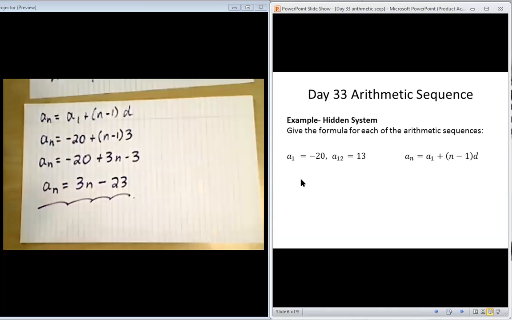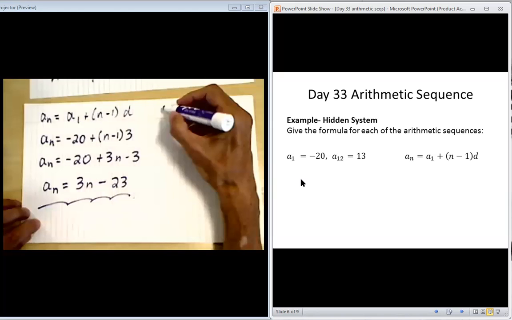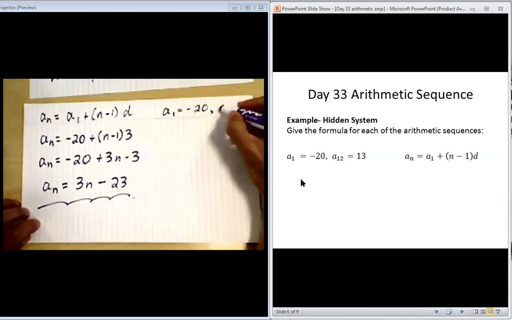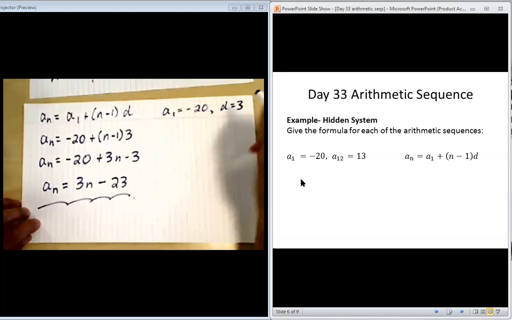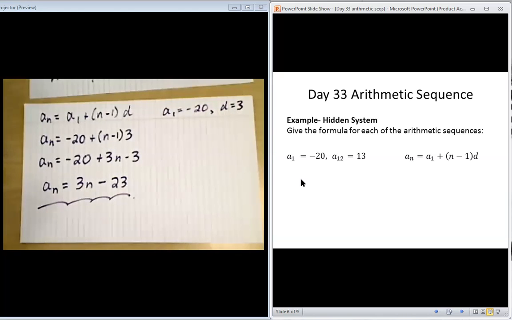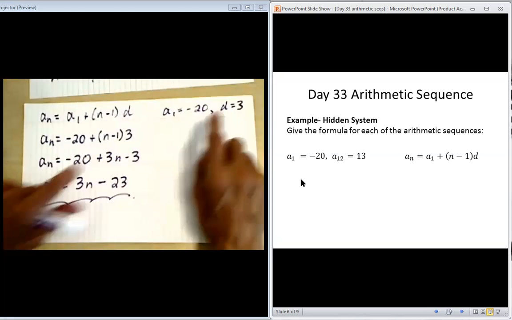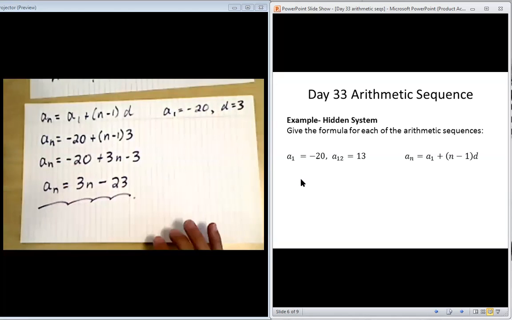We had A1 is equal to minus 20 because it was given. And we figured out that D is equal to 3 from our first part. A1's in there, D is in there. The algebra gives that as a final formula there.